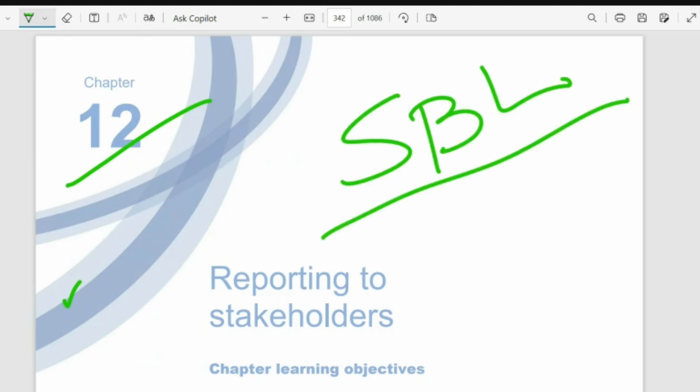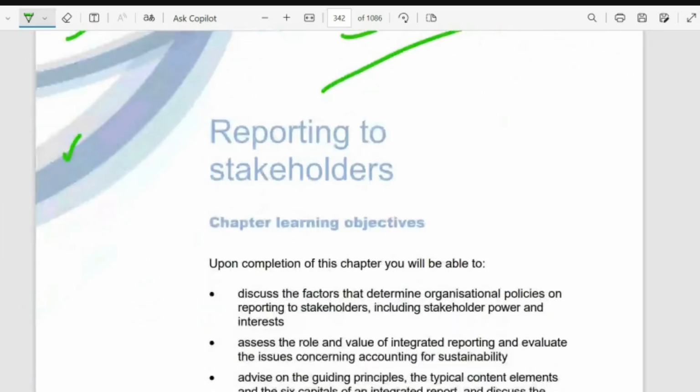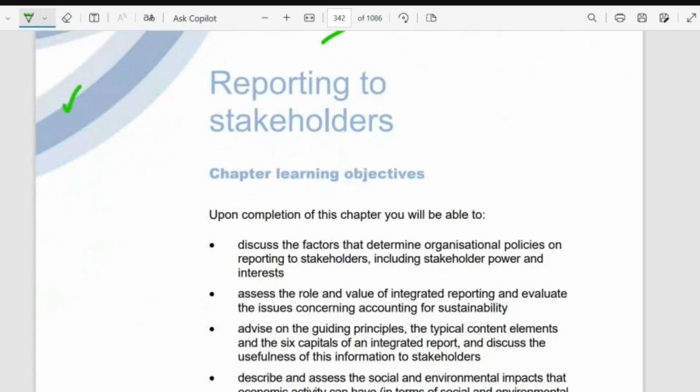Let's continue with reporting to the stakeholders. How does stakeholder reporting work? As we discussed earlier, stakeholders are those who have an interest in the company. Stakeholders include banks, financial institutions, receivables, suppliers, employees, and others. Reporting to stakeholders includes considering their power and their interest. Every stakeholder has a different interest.